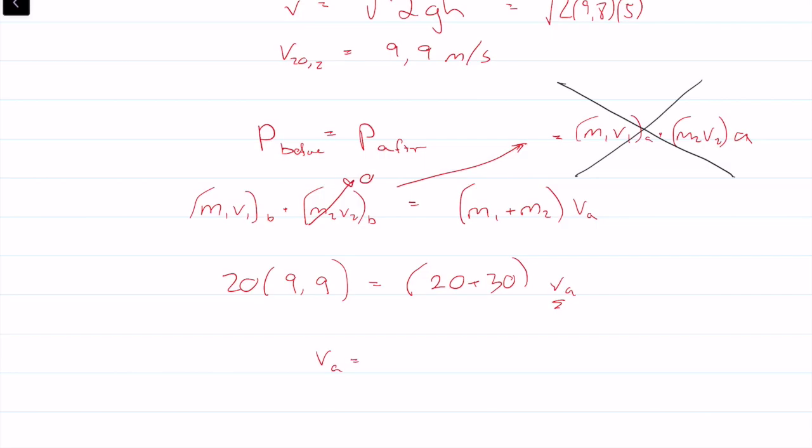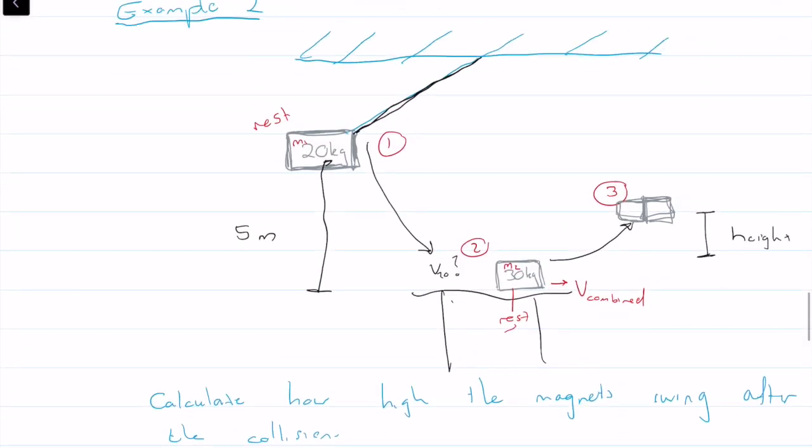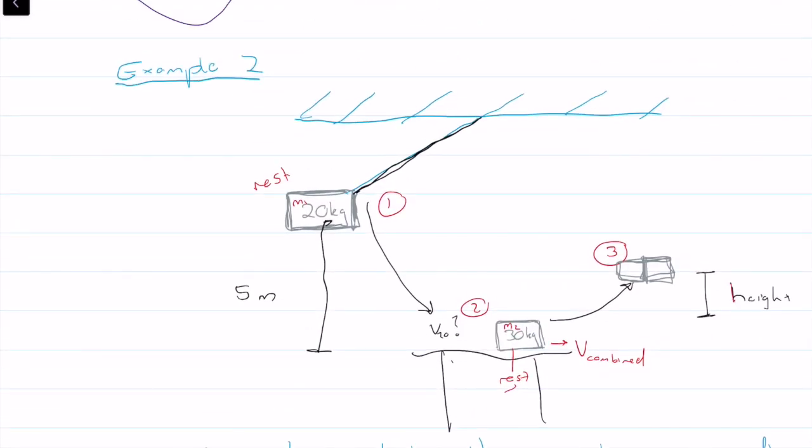Let's put it into our calculators, and the velocity at A comes out as 3.96, so the velocity after the collision, or their combined velocity, is equal to 3.96 meters per second. Cool stuff. Now the last thing we want to know is this height. Okay, and we know when it gets here, the velocity at the top is equal to 0.